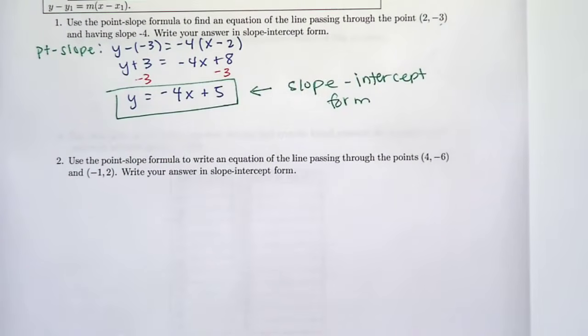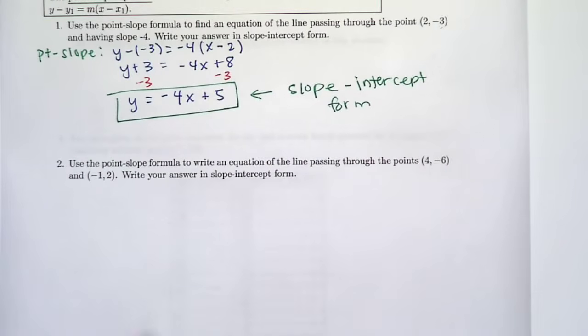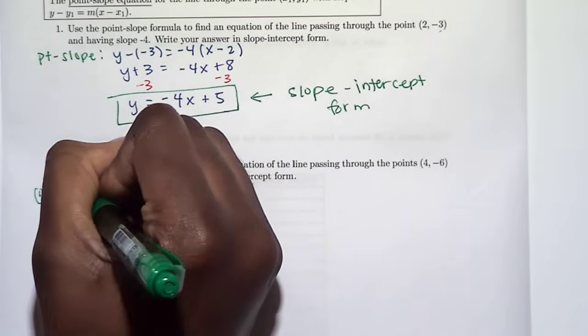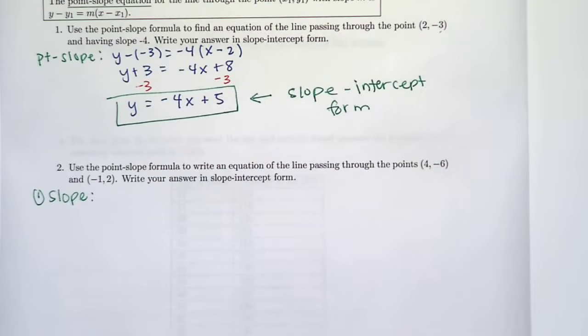Use the point-slope formula to write an equation of a line passing through the points 4, -6 and -1, 2. So the two things we need for a point-slope formula are the point and a slope. We have 2 points here, but we are not given a slope. So that's the first thing we need to work on. Let's first find the slope so that we can apply our point-slope formula.